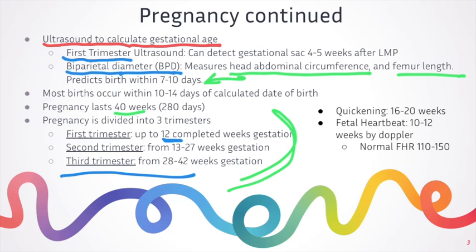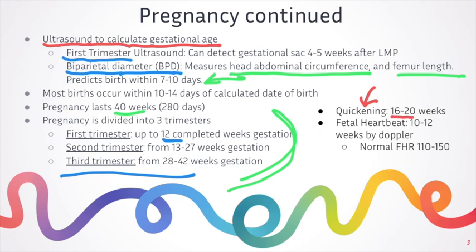So quickening. The next thing I want to teach you about is this word here. It's called quickening. Quickening is the fancy term for feeling fetal movement. All right? So you'll see that quickening is felt between 16 and 20 weeks of pregnancy. You might be asking, well, why is there a range? Why isn't it just at a certain time?